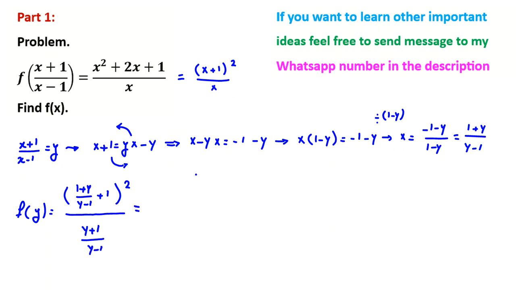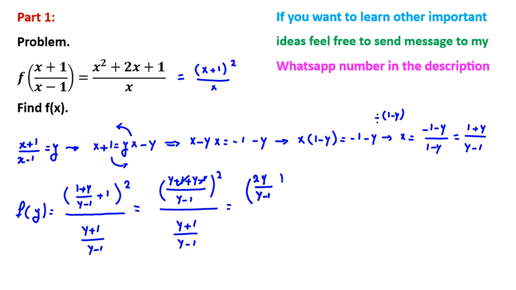So it will be, using a common denominator of y minus 1, y plus 1 plus y minus 1, whole squared, over y plus 1 over y minus 1. Negative 1 and 1 will cancel. It will be 2y over y minus 1, whole squared, over y plus 1 over y minus 1.